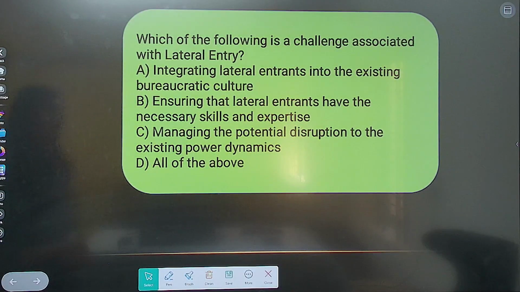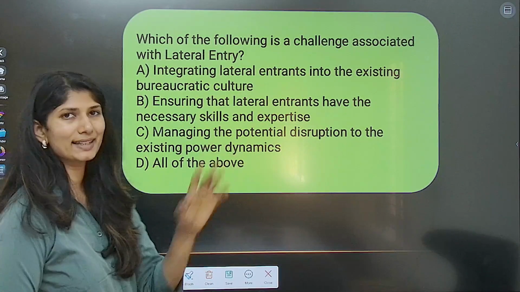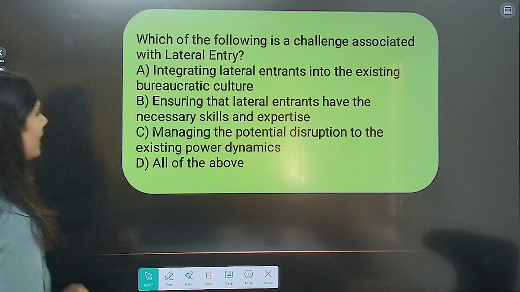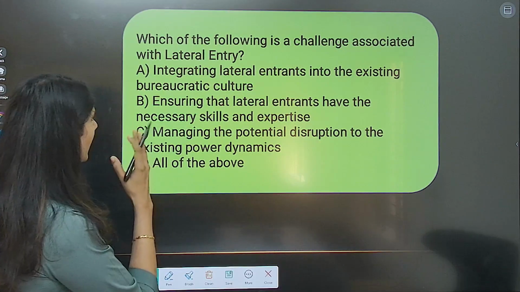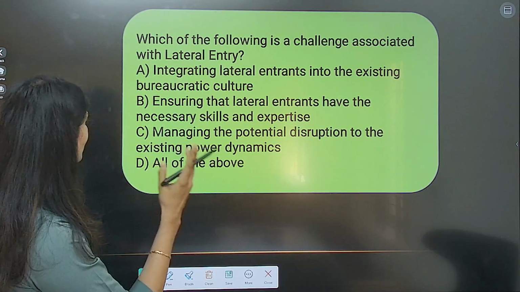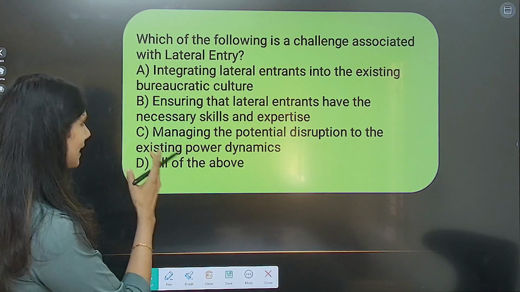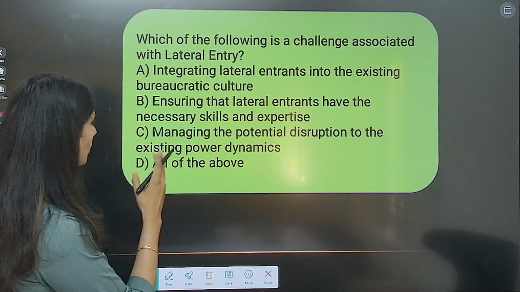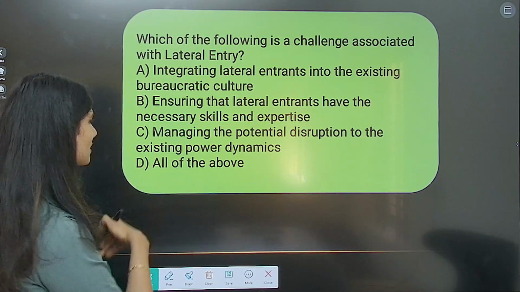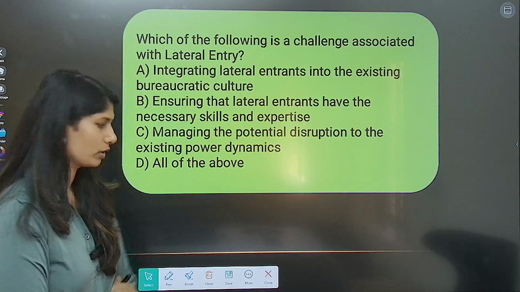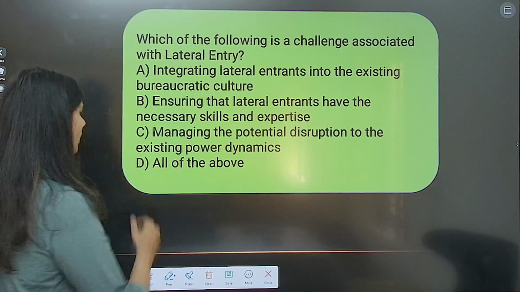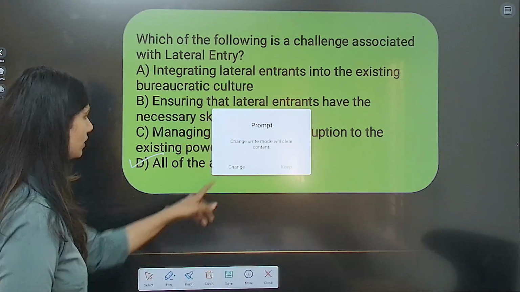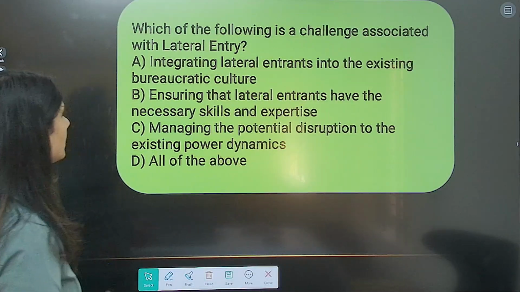Which of the following is a challenge associated with the lateral entry? Integrating lateral entrants into the existing bureaucratic culture, ensuring that lateral entrants have the necessary skills and expertise, managing the potential disruption of the existing power dynamics, or all of the above. Here, all of these are a possibility. The answer is all of the above. Okay. Next question.